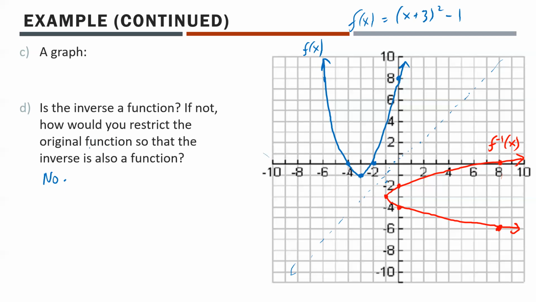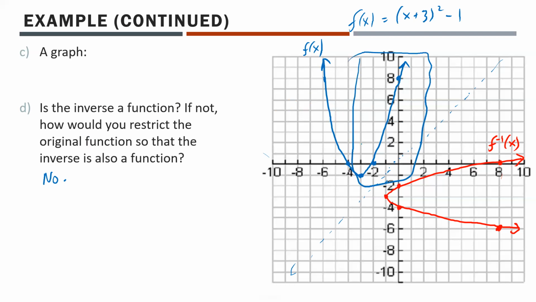Well, the main idea here is we want to be able to cut off one of the arms of this original function so that we end up passing the horizontal line test, so that our inverse becomes a function. What I mean is, if you were to draw a horizontal line in here, it fails because it passes through more than one point. We don't want it to do that, so let's just focus on one of the arms of our function.